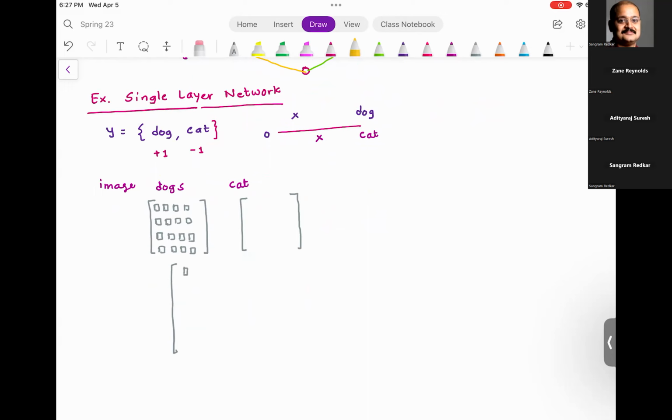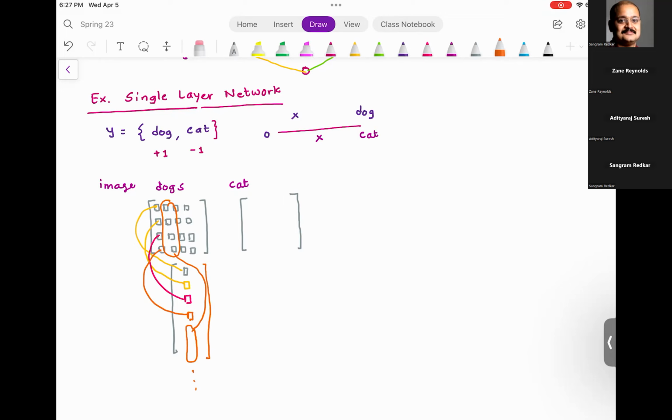This is going to go here. Then this guy is going to go here. This guy is going to go here. This guy is going to go here. And then similarly, I will grab this entire column and stack it over here. So I will actually formulate this tall and skinny matrix.